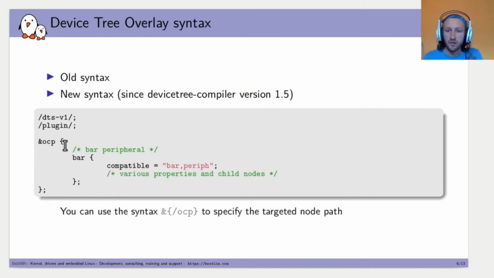So in this example, to resolve the node name like OCP, we have to add the plugin parameter to the device tree overlay syntax. In this example, we just add the bar subnode to the OCP node with its compatible parameter and whatever property or parameter you want.